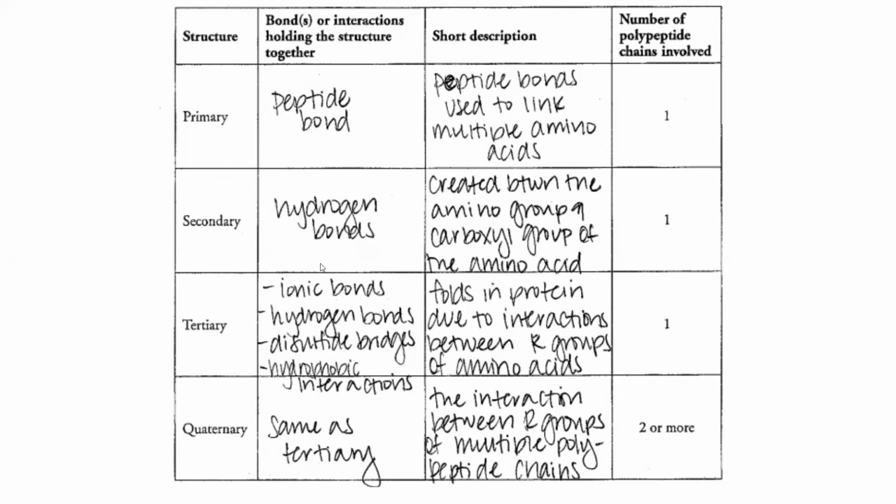And then the R groups are going to create ionic bonds, hydrogen bonds, disulfide bridges when you have 2 sulfurs together, and then hydrophobic interactions when you have lots of carbons and hydrogens alone. It's going to lead to 3D folding because of those R group interactions. And then quaternary is the same rules as tertiary. It's just if you have multiple polypeptide chains that you're going to have those interactions.